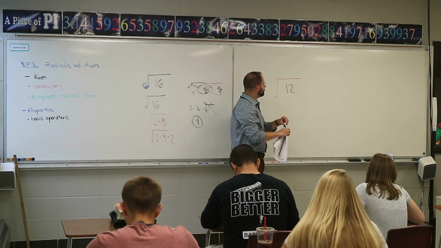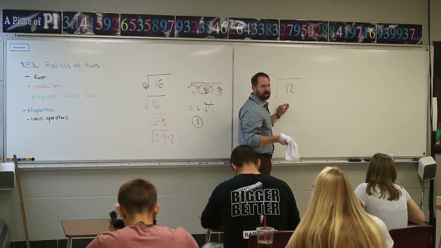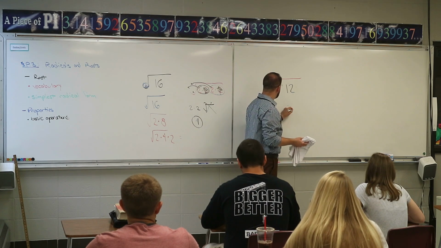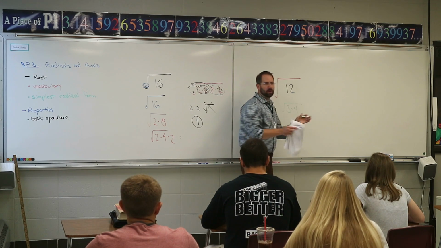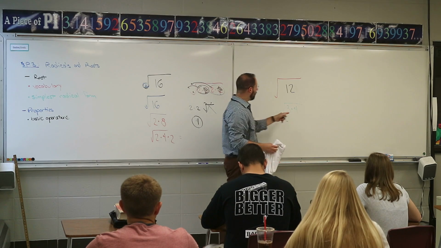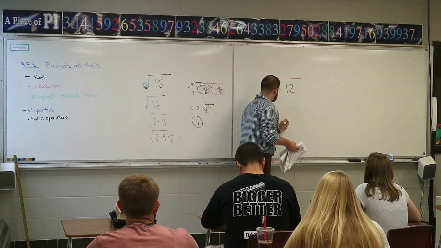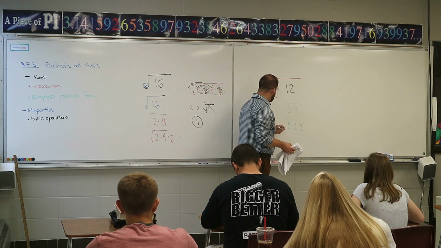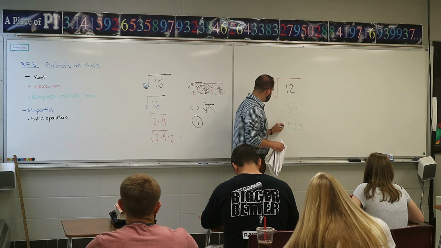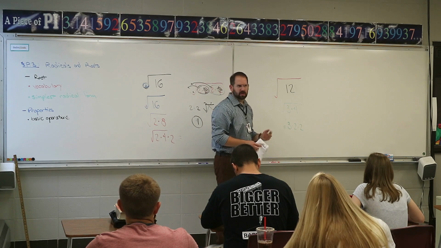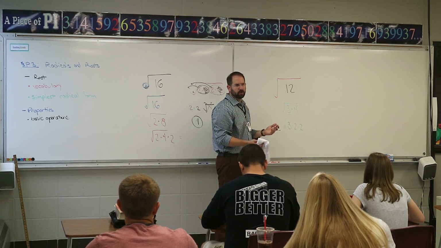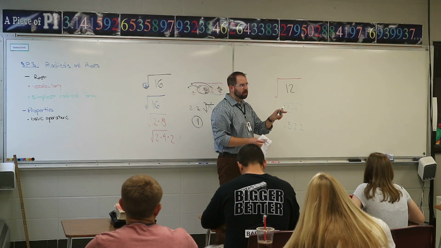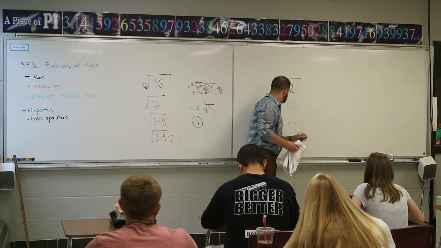You break down 12. What are two numbers that multiply to 12? 3 and 4. Doesn't matter what type of person you are, 2 and 6, 3 and 4. Break down 4. That's 2 and 2, in no particular order. And now the index number on the outside is still a 2, right? So we're still looking for pairs. That's what the 2 on the outside means. You're looking for two numbers that match. Well, we do have a pair.